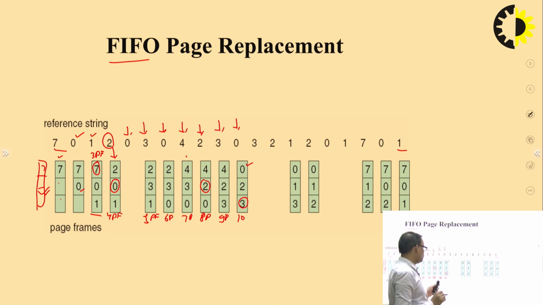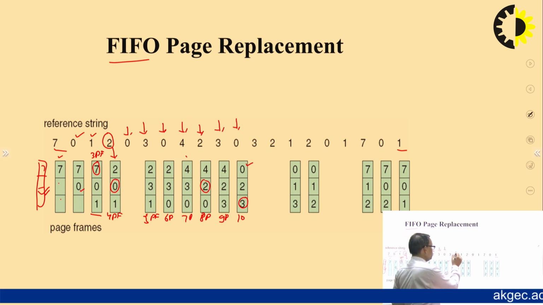Okay, so page fault value will be 10. Again 2, so this is a hit, 2 is also present, no page fault will occur. Next one is the 1. Since 1 is not present, page fault will occur, so its value will be increased. Page fault count here will be 11.